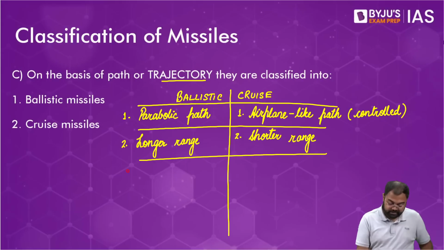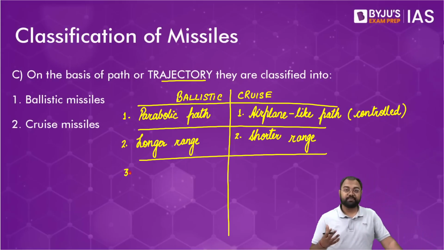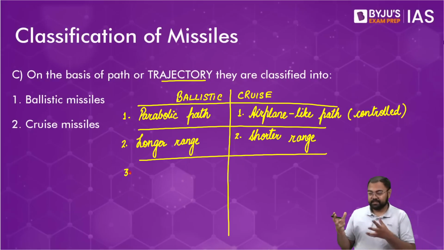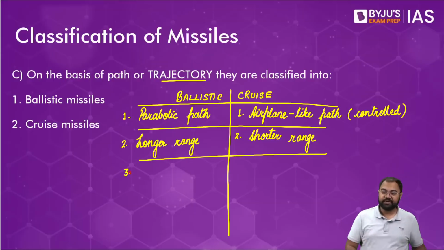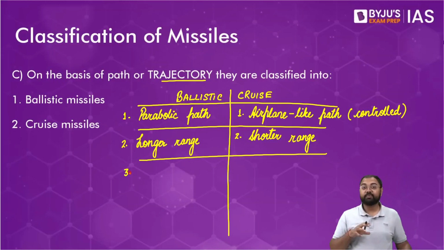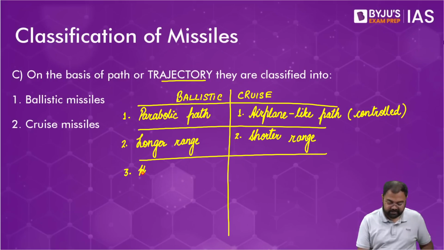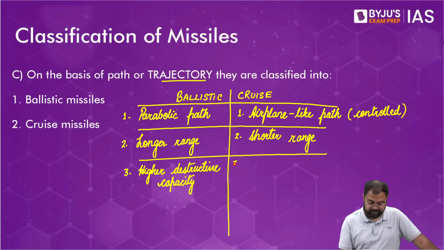Now the third difference is on the basis of their destructive capacity. Again, it goes to the same thing: because ballistic missiles have a prefixed path and everything is fixed, we can provide a good amount of thrust to it, and it can deliver much more destructive power as compared to cruise missiles. So that's why here we see that it has higher destructive capacity. And in case of cruise missiles, they have lower destructive capacity.